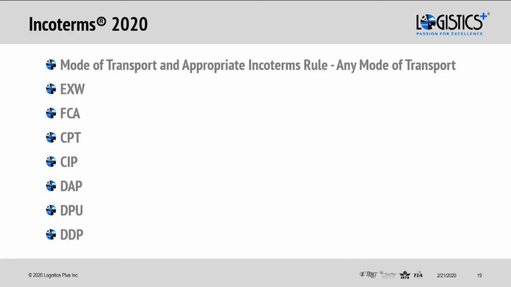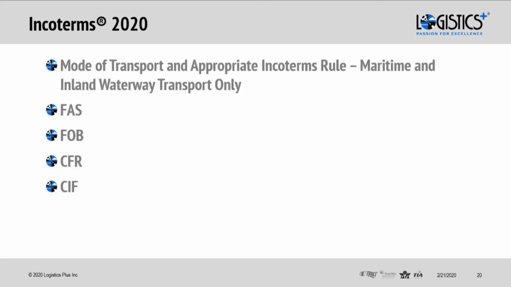In summary, there are 7 Incoterm rules which can be used for any mode of transportation, which means rail, truck, ocean, or air. And these are the 7 listed on your screen here. And we have 4 Incoterm rules which should be used for ocean or inland waterway transportation only for main carriage.